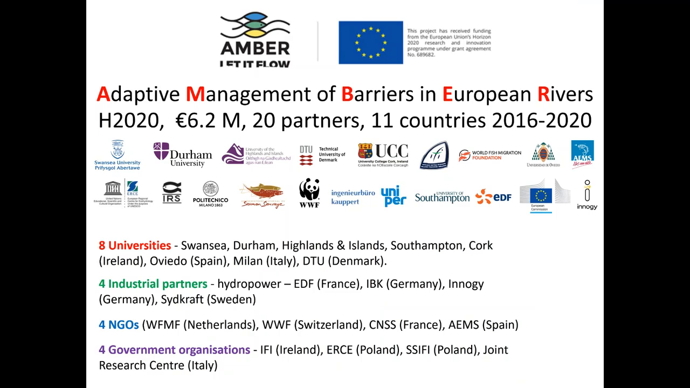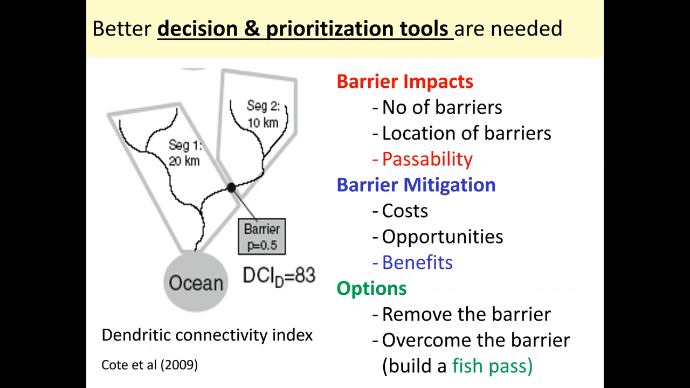This project is a Horizon 2020 project. It involves 20 partners from 11 countries, and our motto here is let it flow. It includes 8 academic institutions, 4 large, in some cases industrial partners, which are hydroelectric companies, 4 NGOs, and also 4 government organizations. And I encourage you to visit our website at the end of the talk, if you have time.